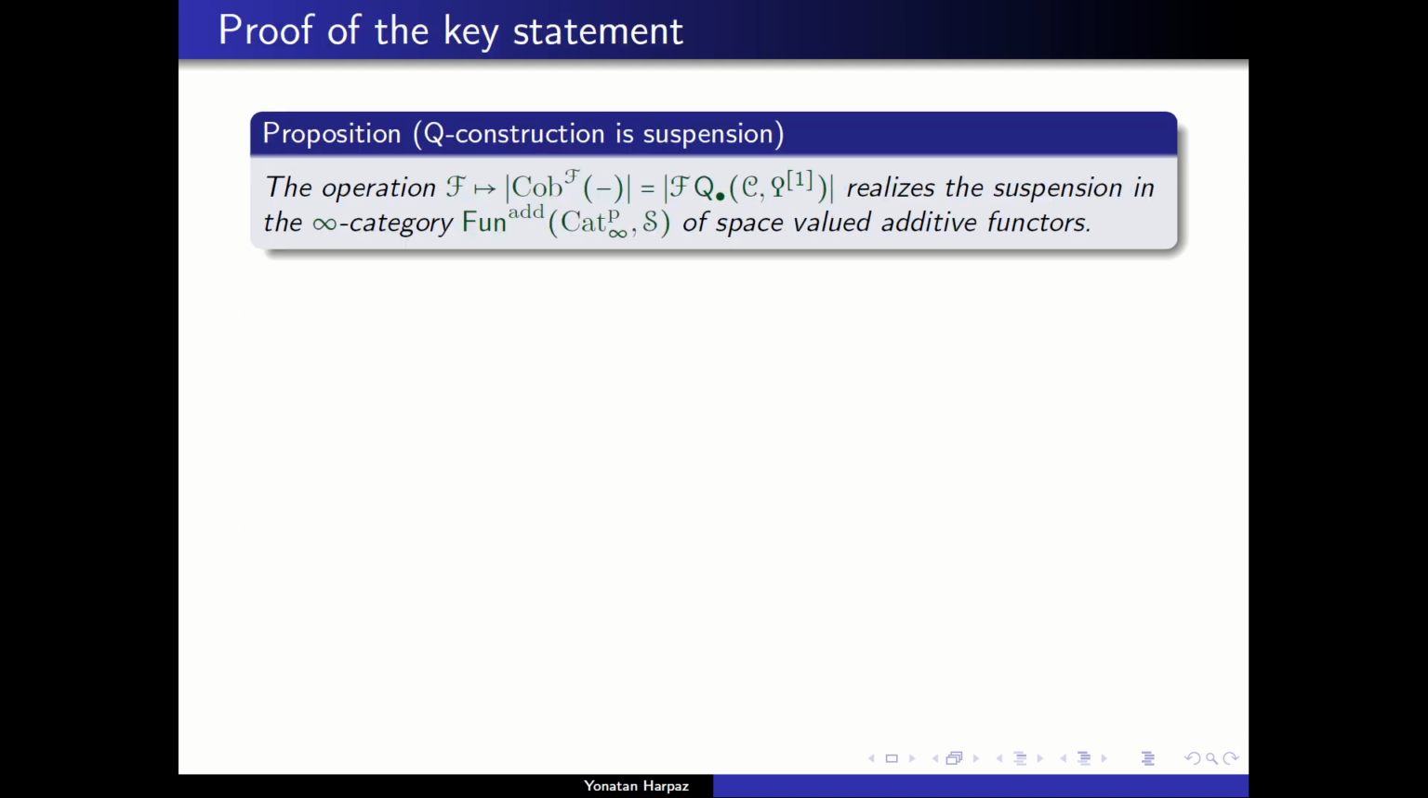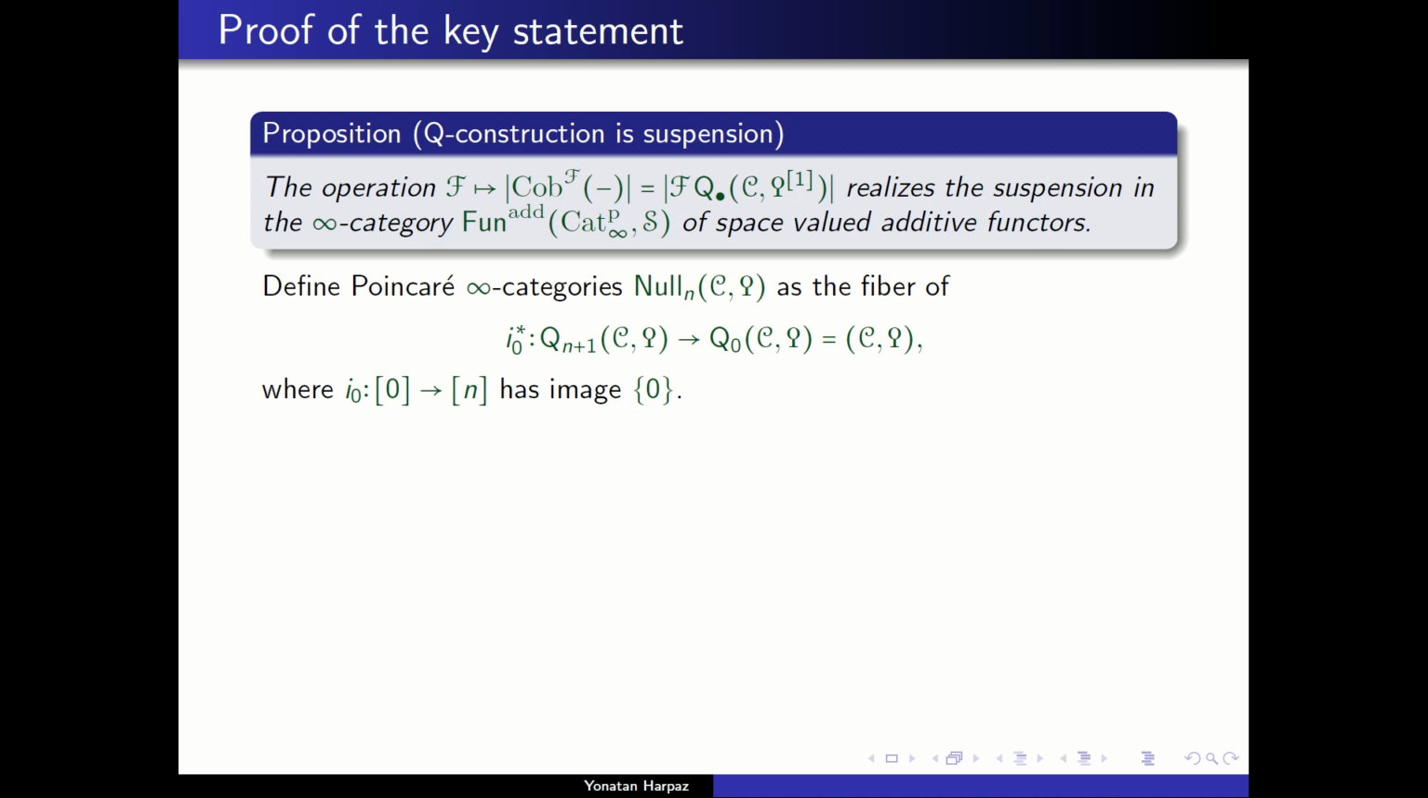Let us now indicate briefly how we prove this key statement. So we would like to prove that the operation that sends an additive functor in spaces to the geometric realization of the F-based cobordism category is nothing but the suspension.